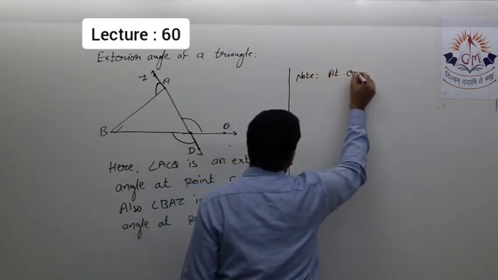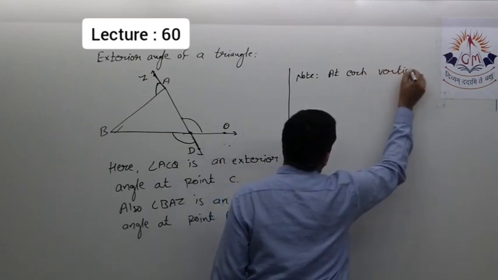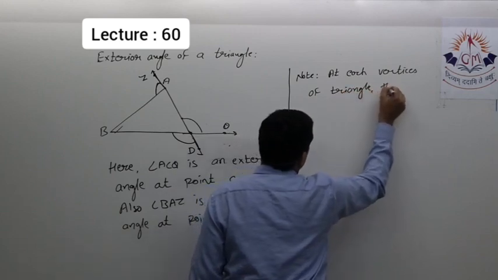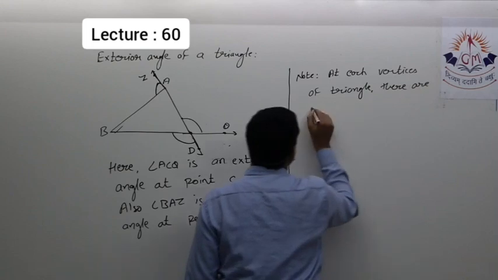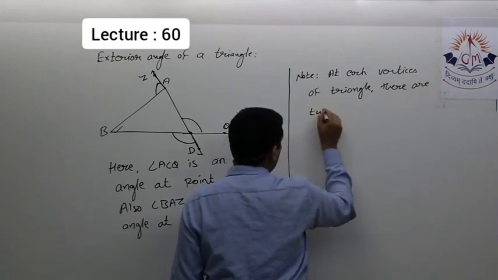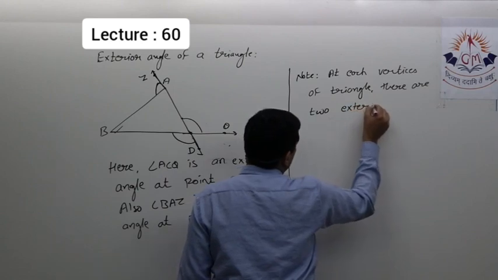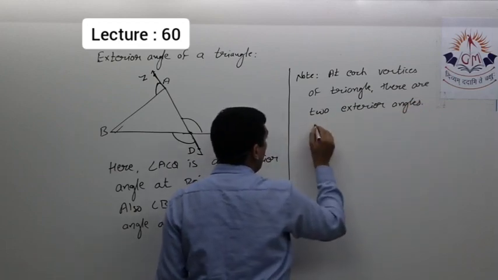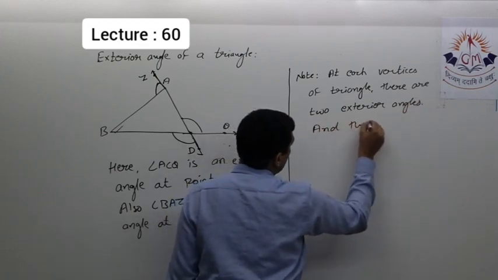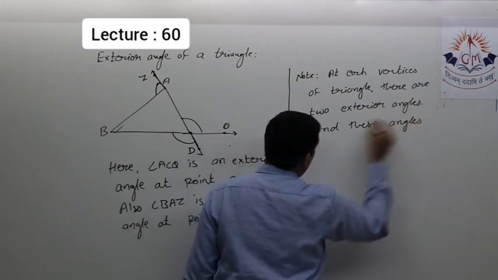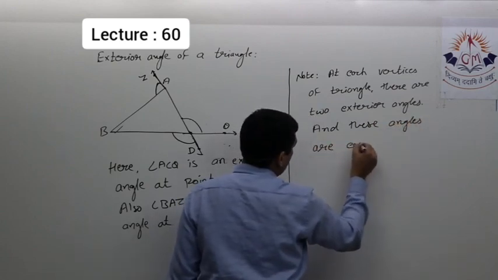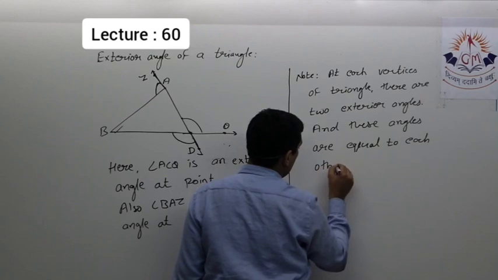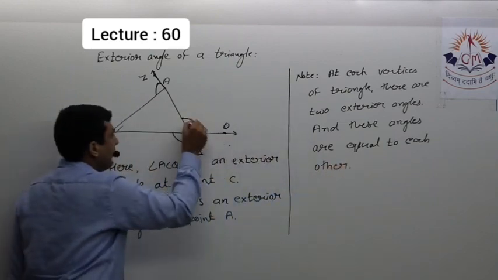At each vertex of a triangle there are two exterior angles, and these angles are equal to each other. Okay, why, how can I say these two angles are equal?